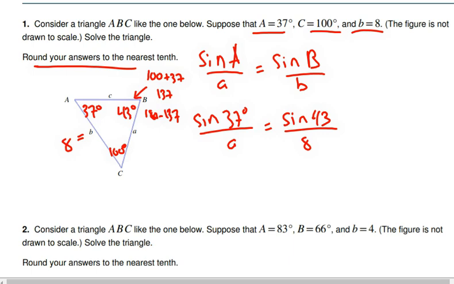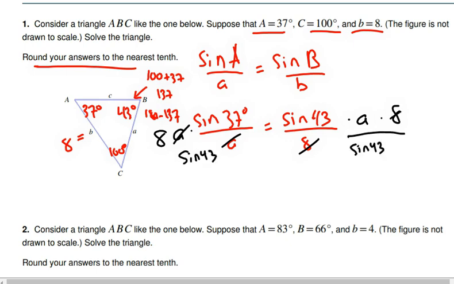And now we're off to just doing some algebra here. I want to get this a all by itself. So first off, I'm going to multiply both sides by a. That way it'll cancel there in the denominator. And now I need to get rid of this 8. So I'm in the denominator here, so I'll multiply both sides by 8. And I want to get rid of the multiplied by sine 43, so I'll divide both sides by the sine of 43. There you go.